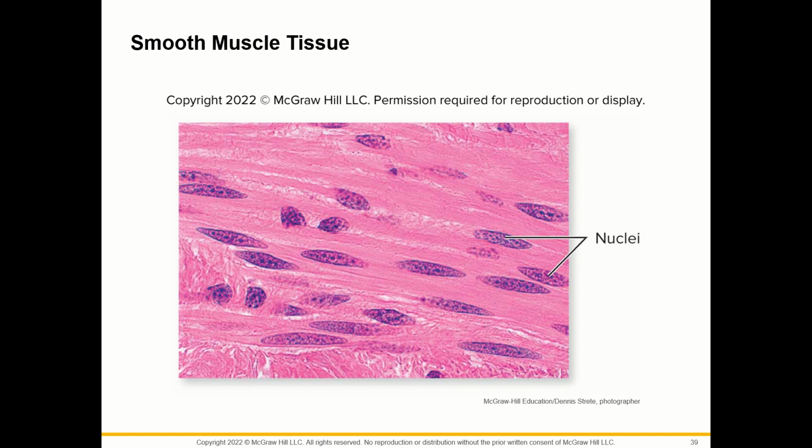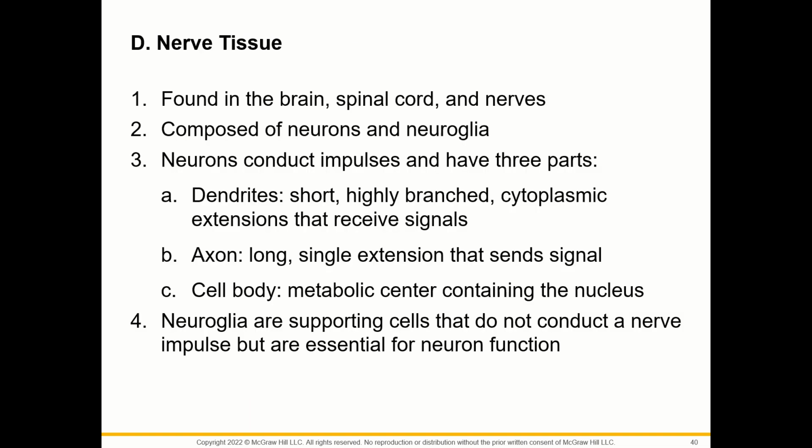This illustration, figure 1.10, shows smooth muscle tissue. And you can see that it's a single nucleus in each of the cells, no striations, and the cells are going to be small and pinched on both ends. The next tissue is nerve tissue. Nerve tissue is found in the brain, the spinal cord, and the nerves. It's composed of neurons and neuroglia.